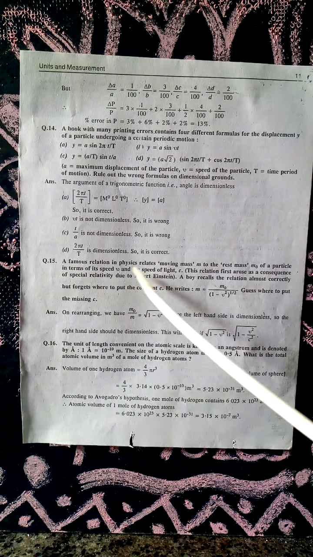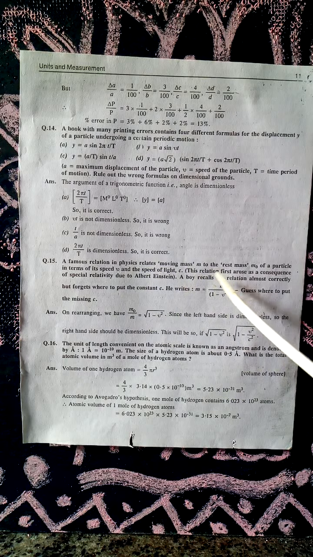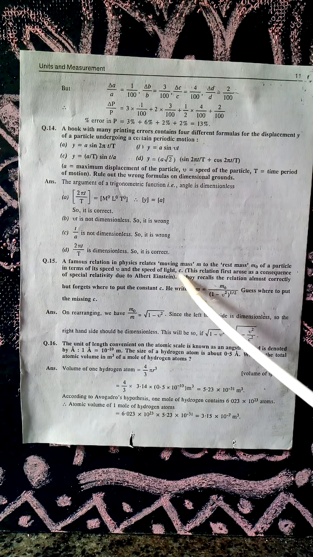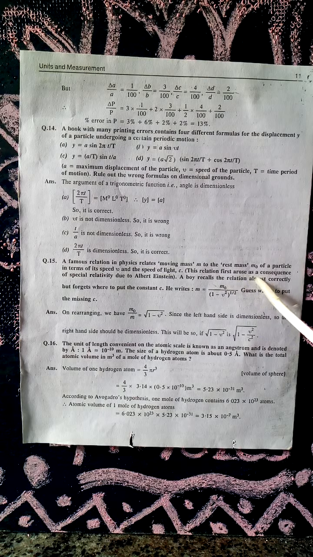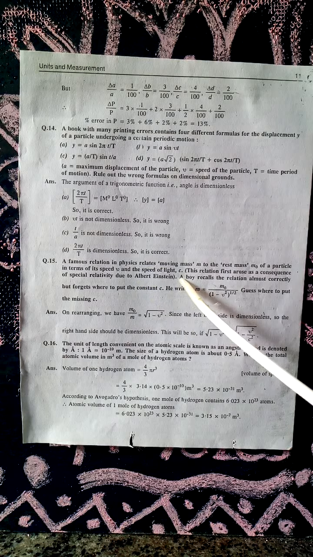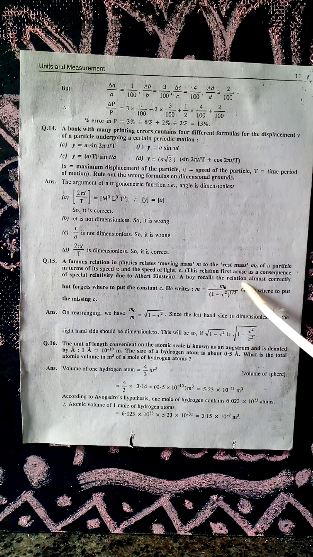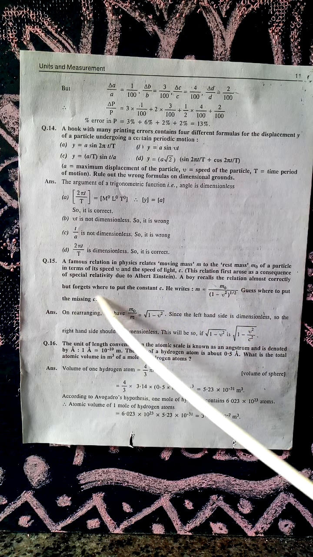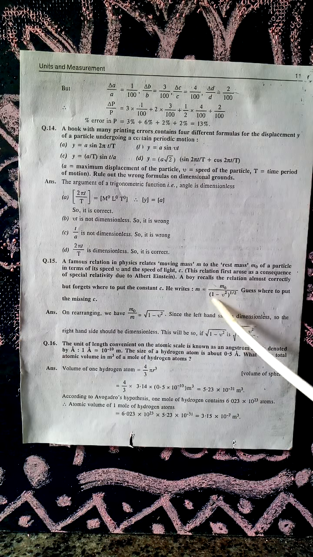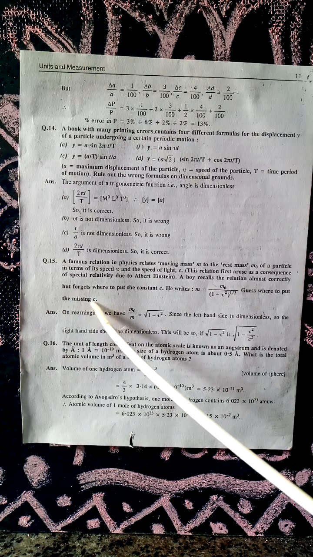Next, a famous relation in physics relates moving mass m to the rest mass m naught of a particle in terms of its speed v and the speed of light c. This relation first arose as a consequence of the special theory of relativity due to Albert Einstein. A boy recalls the relation almost correctly but forgets where to put the constant c. He writes m is equal to m naught by 1 minus v square, power 1 by 2. Guess where to put the missing c.